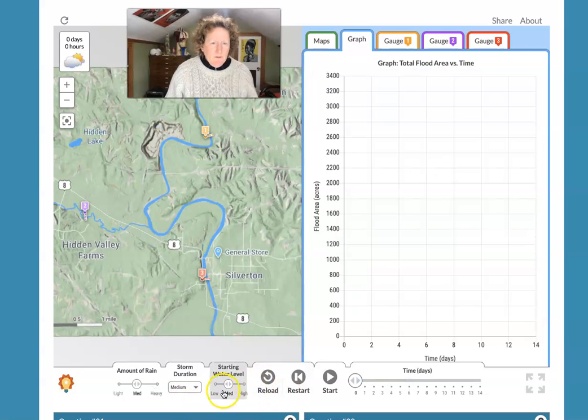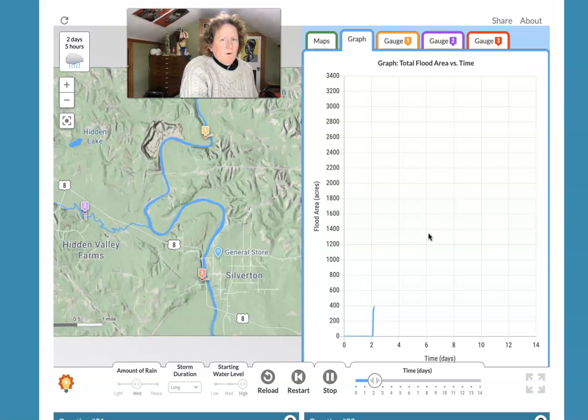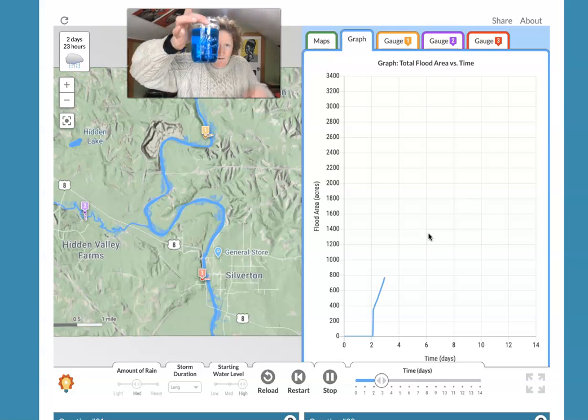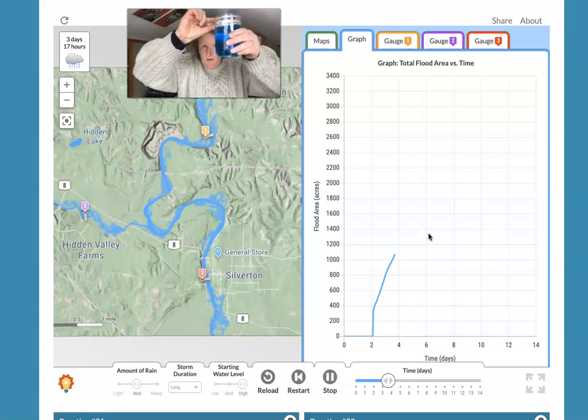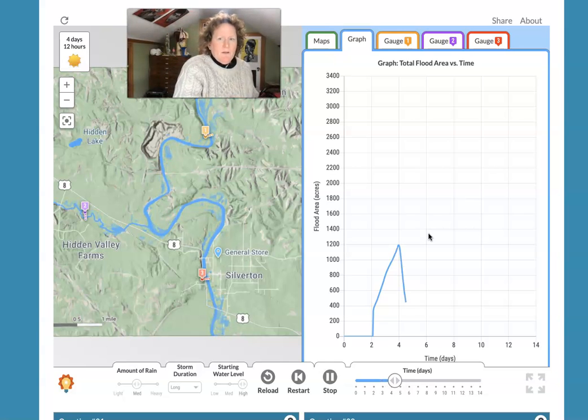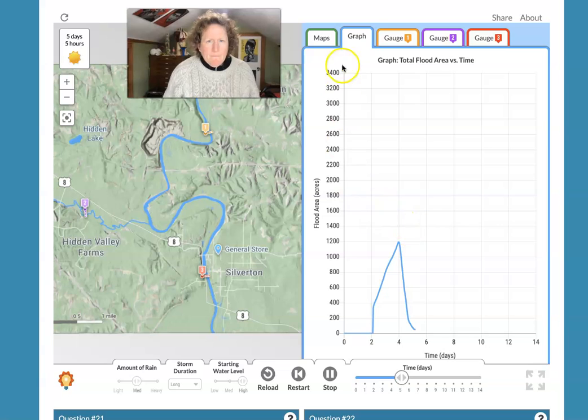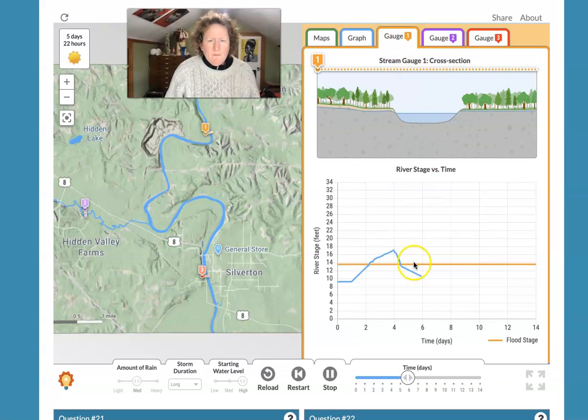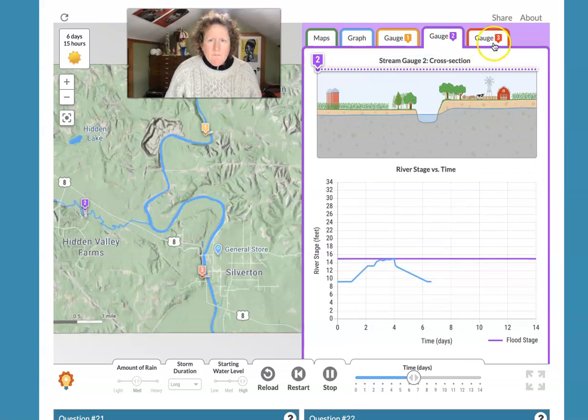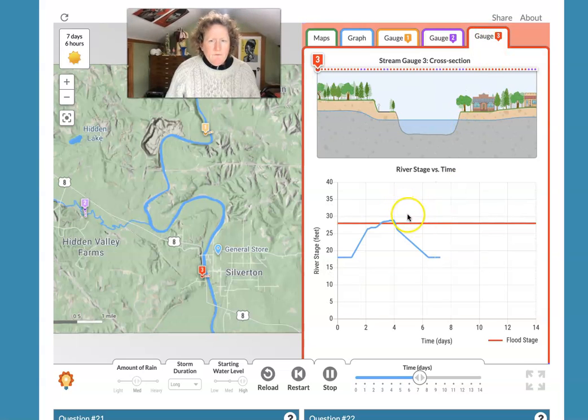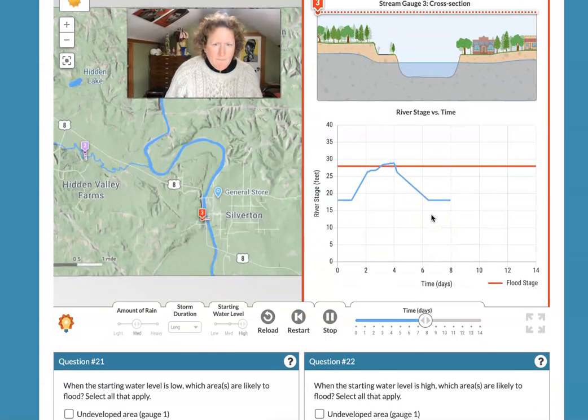Let's reload. Let's do starting water level high, storm duration long, amount of rain medium. And just make a prediction in your head. If the starting water level is high, how's that going to be different? How much rain do we need to add before we get a flood? There was some, even flooded at gauge 3.